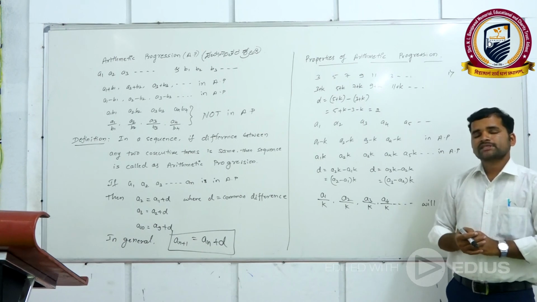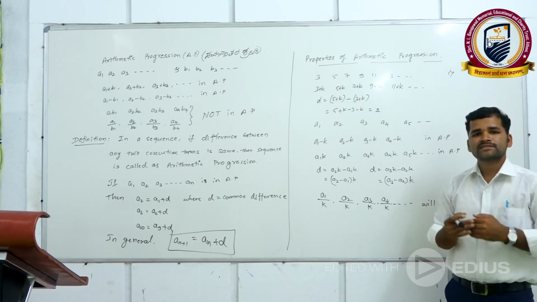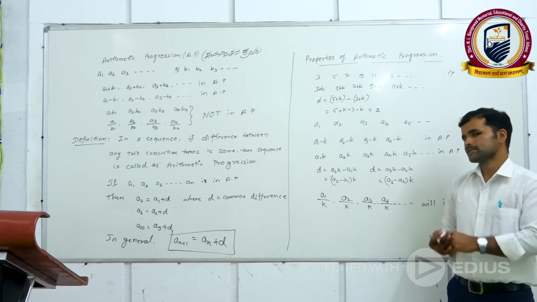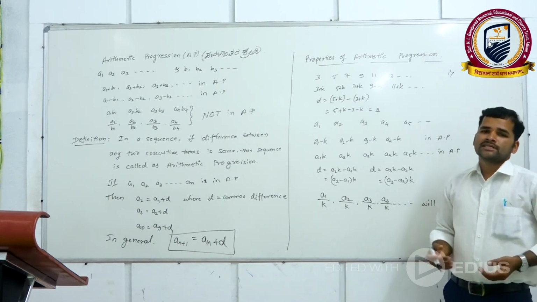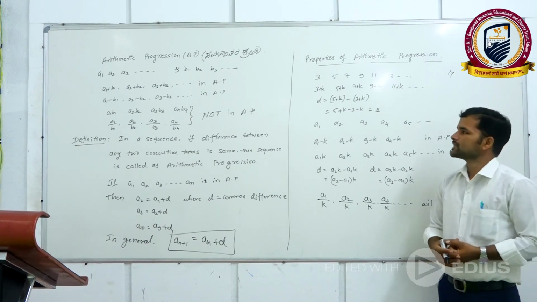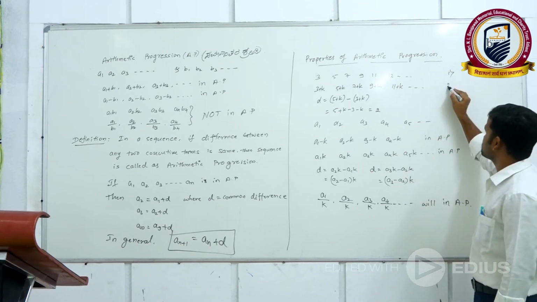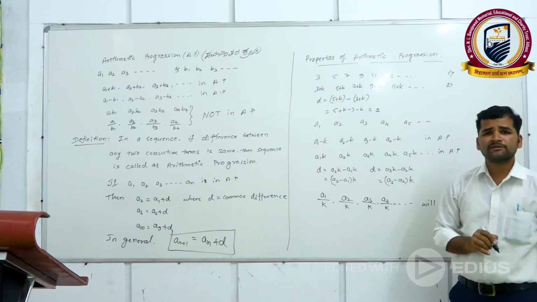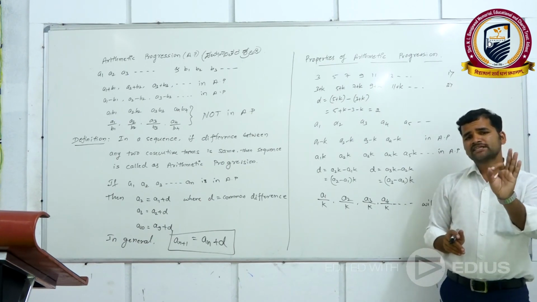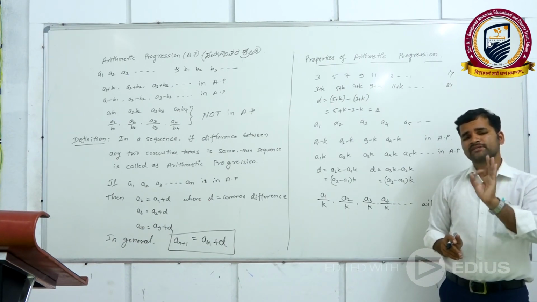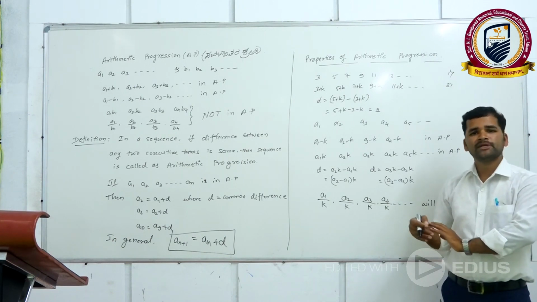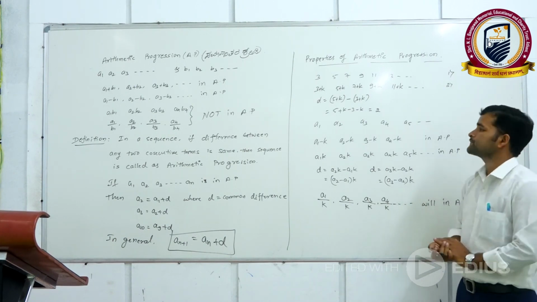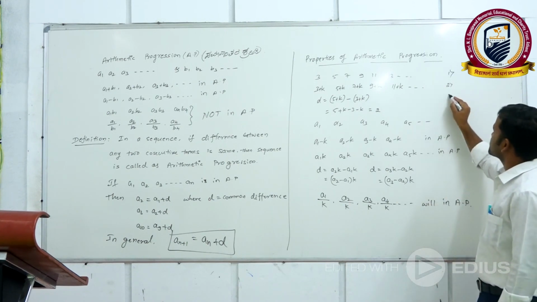If a constant is added to all the terms in an arithmetic progression, the resulting sequence is again an arithmetic progression. That is the first property. What about the second property? Second property is that if each term of an arithmetic progression is subtracted by a constant, then the resulting sequence will be in arithmetic progression only. That is about the second.